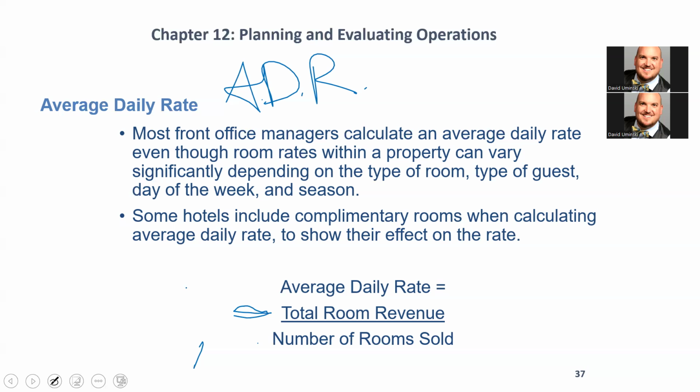Yeah, basically how you find the average of anything, right? You add them all up and then divide by the number that we have. So you add up what each room, or the guest paid for, add up all that revenue, and then divide by the number of rooms that we sold.